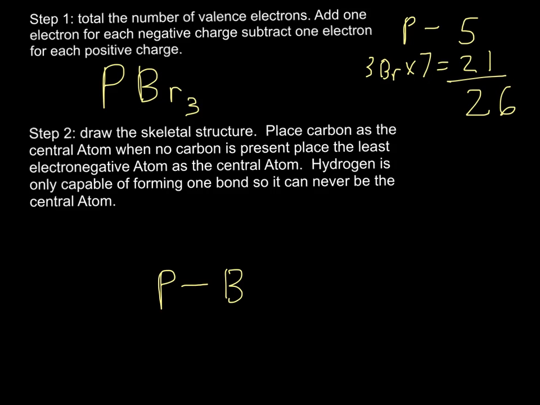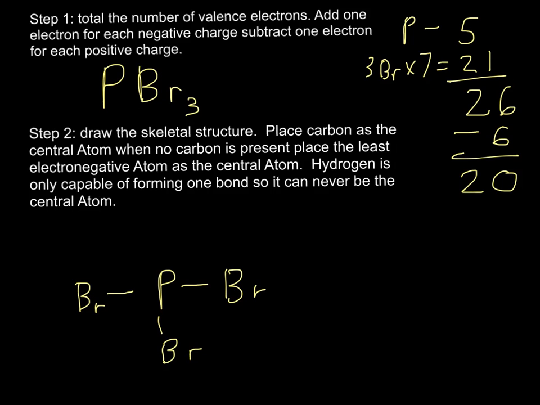Okay. So we draw our skeletal structure. How many electrons did it cost us to draw that skeletal structure? 2 electrons here, 2 electrons here, and 2 electrons here. So that's 2, 4, 6. So drawing our skeletal structure cost us 6 electrons. That leaves us with 20 electrons remaining.